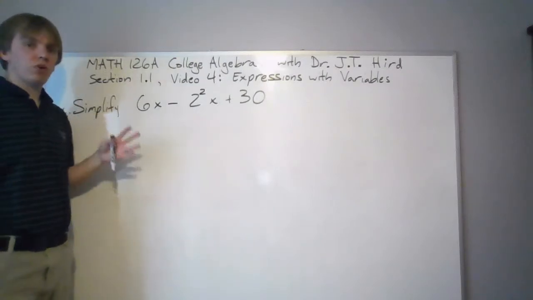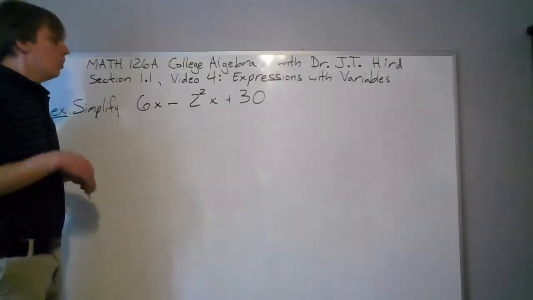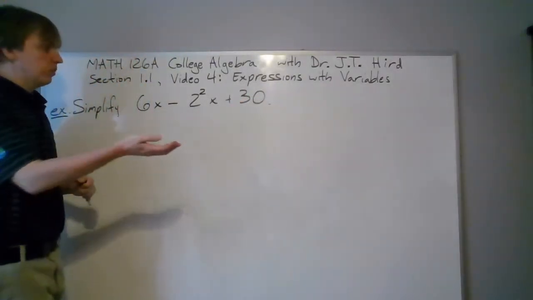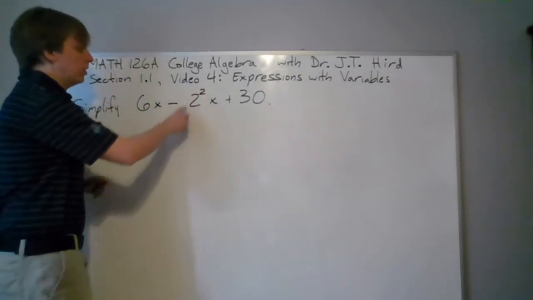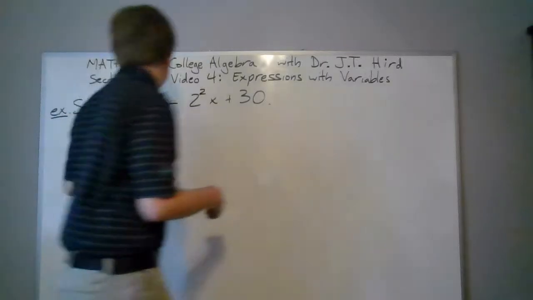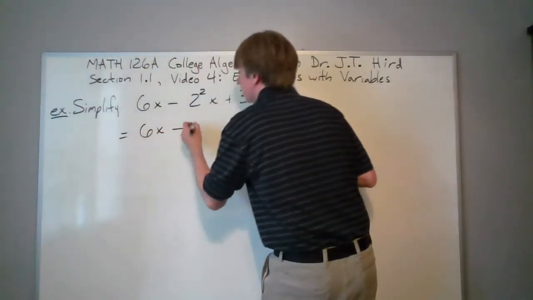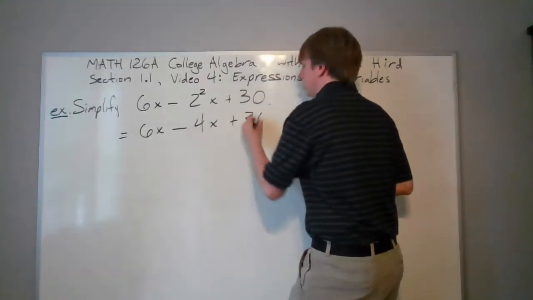So let's see how far we can get using the operations we've already talked about. Order of operations says we're supposed to look at parentheses first. I don't see any. Then exponents, I do see one of those, 2 squared. So I should probably do that next. So write this as 6x minus 2 squared would be 4x plus 30.